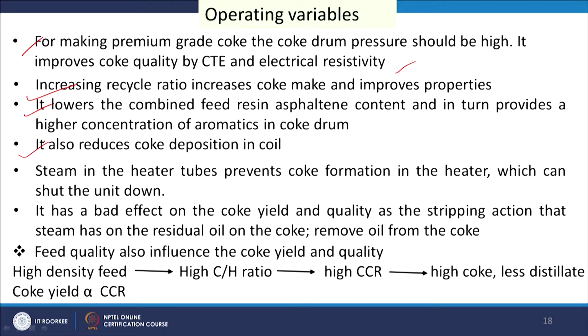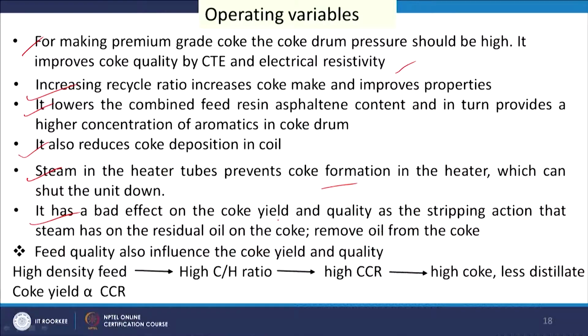Now, we use some steam. What is the role of steam? Steam in the heated tubes prevents coke formation, so coke formation does not take place; otherwise we would have to shut down the plant very frequently. So, that way the steam helps, but steam does not help to get good quality coke. It has some negative impact. It has a bad effect on the coke yield and quality, because of the stripping action that steam has on the residual oil on the coke.